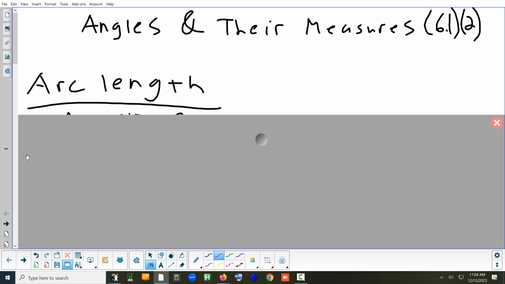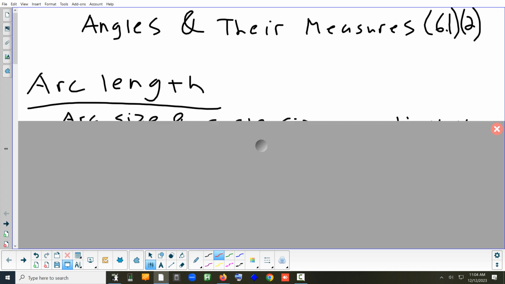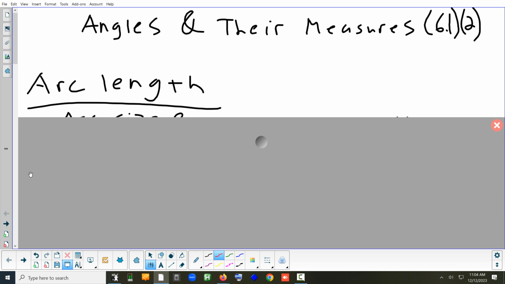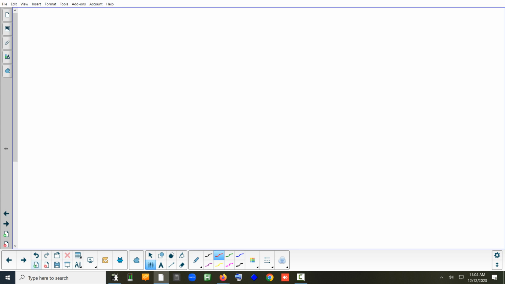Okay, so the idea of arc length is you're figuring out how long part of like the perimeter of a circle is. Like the whole arc of a circle, that'd be a circumference. An arc usually refers to part of the circumference. Could be the whole thing, but usually it's just a small part. All right, so I want to draw a couple pictures and see if you notice a pattern.